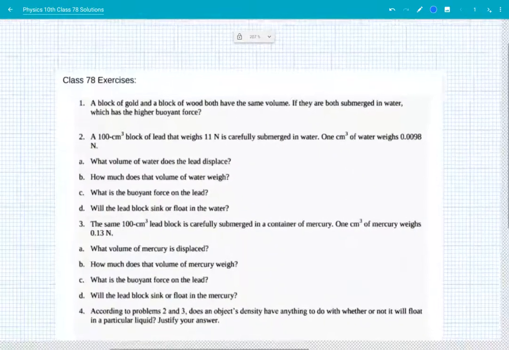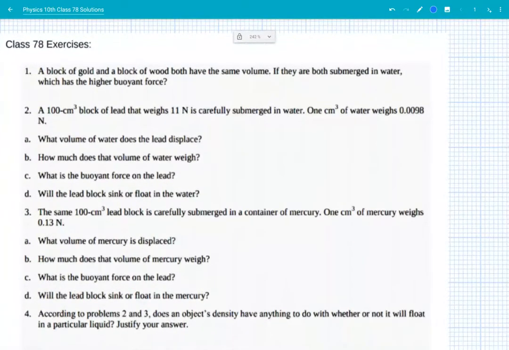Well, that was easy. Number 2. A 100 centimeter cubed block of lead weighs 11 newtons and is carefully submerged in water. Now, 1 centimeter cubed of water weighs 0.0098 newtons. First question.